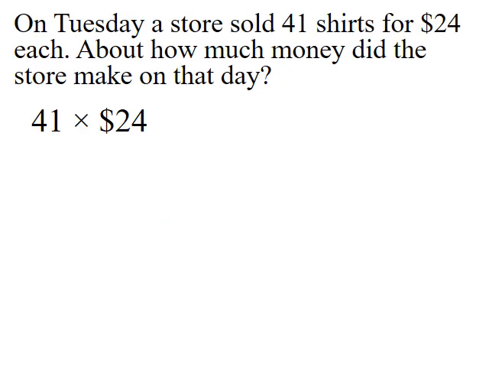Let's try another problem. On Tuesday, a store sold 41 shirts for $24 each. About how much money did the store make on that day? So we have to estimate because of the word about, the product of 41 times $24. But this time I will use compatible numbers instead of rounding. When using compatible numbers, think of multiples of 10 and multiples of 5. So for 41 we will use 40, and for 24 we will use 25.